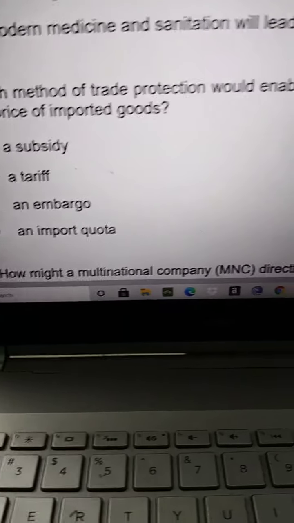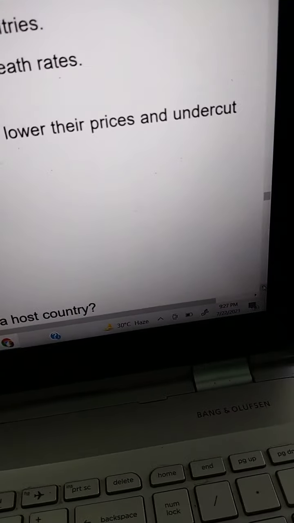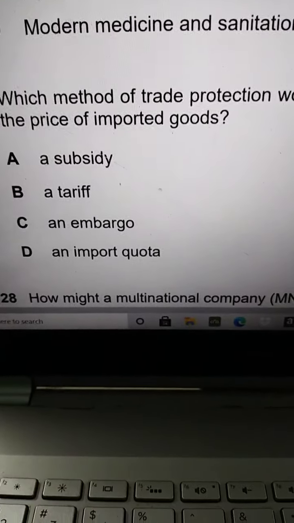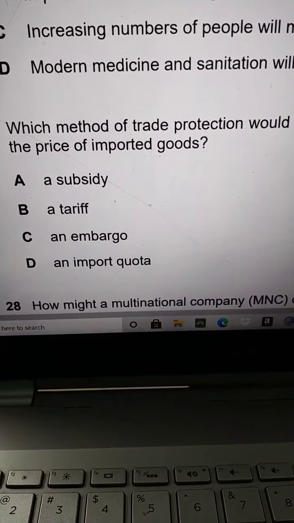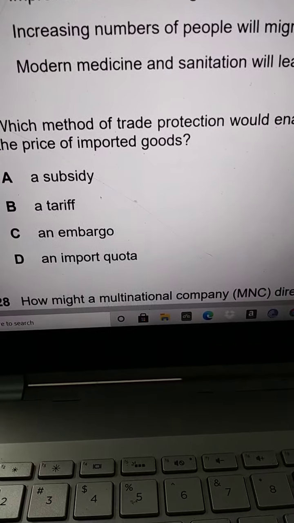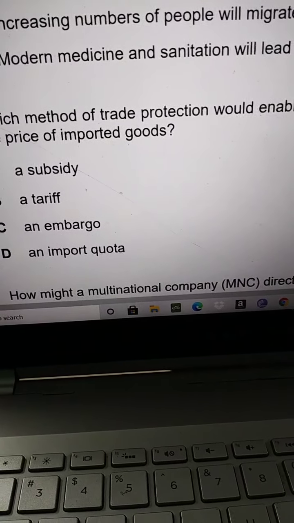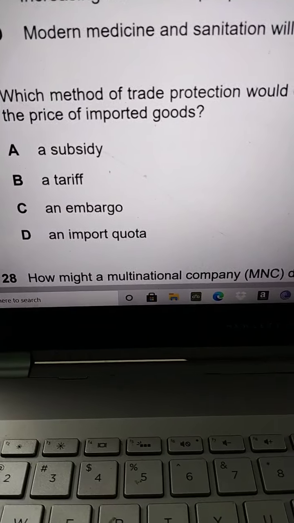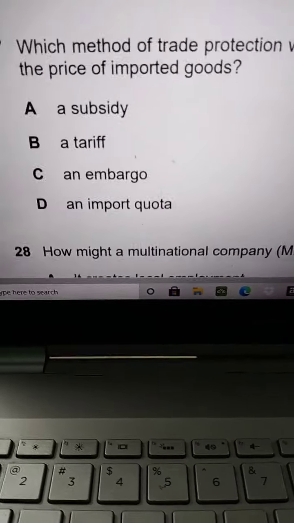27, which method of trade protection would enable domestic firms to lower their prices and undercut the price of imported goods? A subsidy. Subsidy is a measure by which the local producers will get financial incentives from the government, and they will produce the same product at a very low cost, and they are going to compete with the importers. A is the answer.